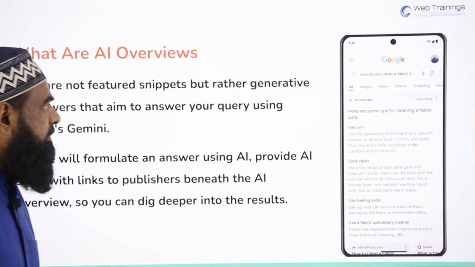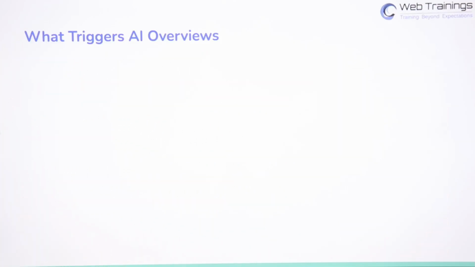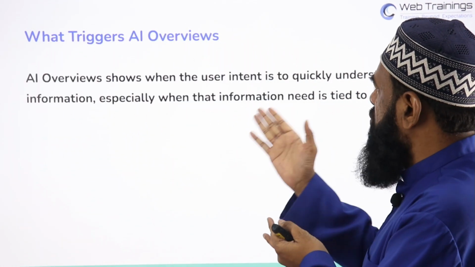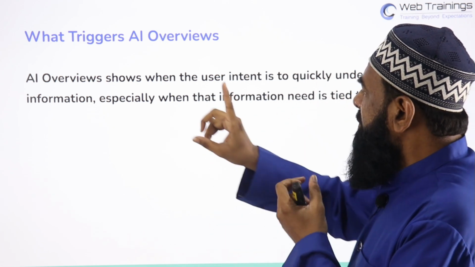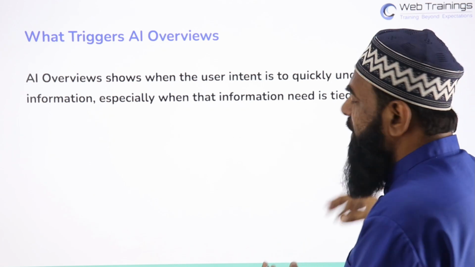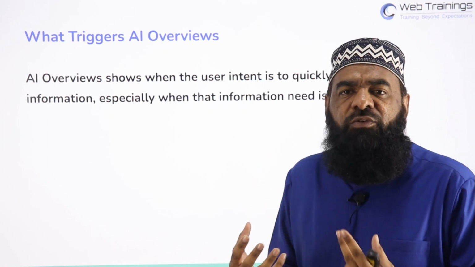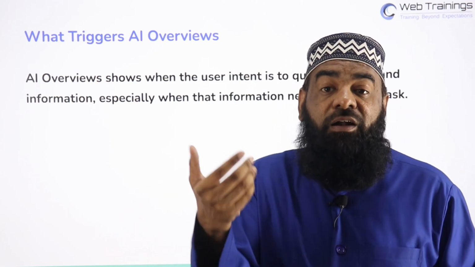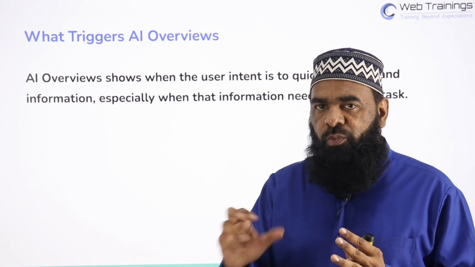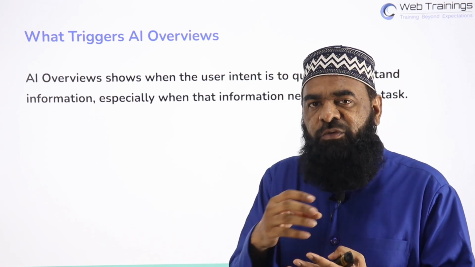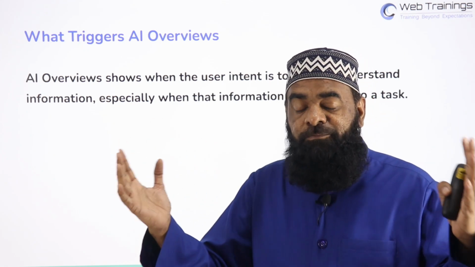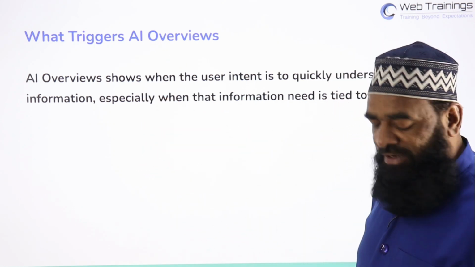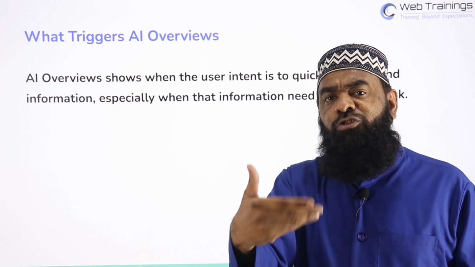Now, let's see further information about what exactly triggers an AI Overview. When will the AI Overview trigger? AI Overview shows when the user intent is to quickly understand information, especially when that information need is tied to a task, meaning somebody wants to know the answer very quickly. For example, I have a question: how to change a car tire. Now, there is a task here where I have to change the tire, and I want this information as quickly as possible. I don't bother about which website gives the answer, but I want the right answer. So you can say the AI Overview will be triggered for this particular query, how to change a car tire.